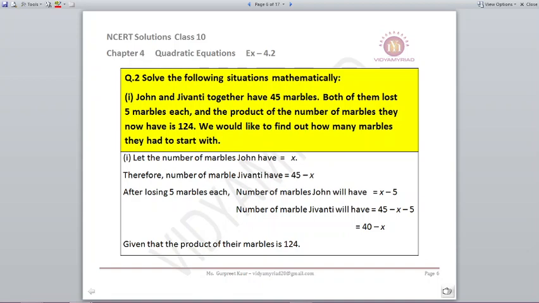So they have told us the total marbles are 45. We don't know how much John has and how much Jivanti has. So let us assume the number of marbles which John has is x, and the number of marbles which Jivanti has will be 45 minus x. Now when they lost 5 marbles each, you need to subtract 5 from each. So John will become x minus 5 and Jivanti will become 45 minus x minus 5, which is 40 minus x. And we are told that the product of these marbles is 124.